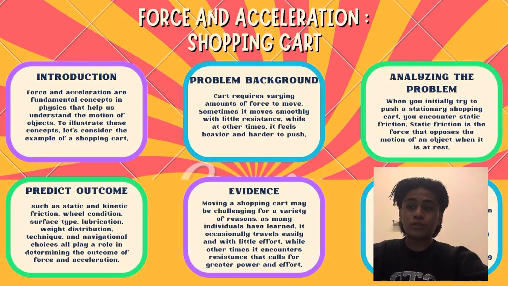So the primary opposing force acting on the shopping cart is friction. Friction occurs between the cart wheels and the floor surface. Factors such as the condition of the wheels, the type of floor, and any debris will influence the frictional force. Higher friction will require more force to overcome, leading to slower acceleration. So how do we solve it?